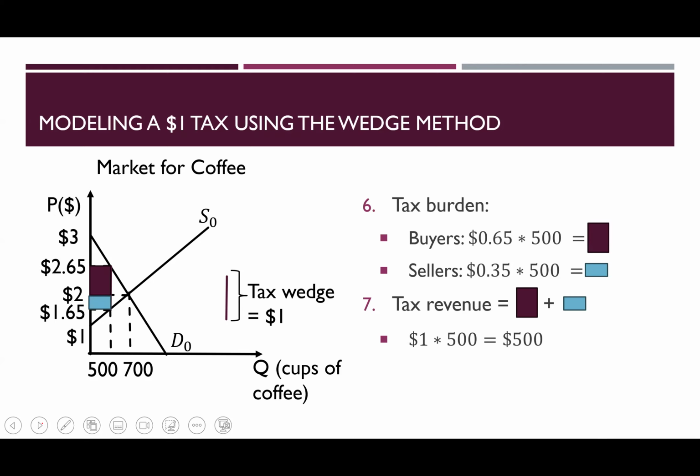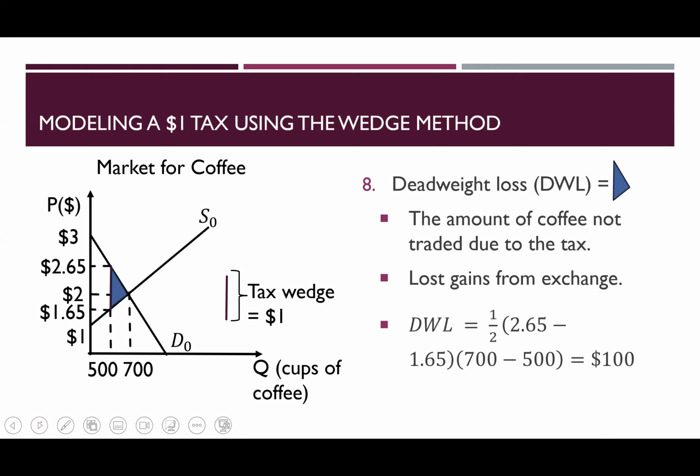And we can calculate the tax revenue just by multiplying the size of the tax by the number of cups of coffee sold. Deadweight loss is that blue triangle. It's showing the amount of coffee that was not traded due to the tax. Again, it's the lost gains from exchange. We can find the area of that deadweight loss by using our area of a triangle formula. So 1/2 times base times height.